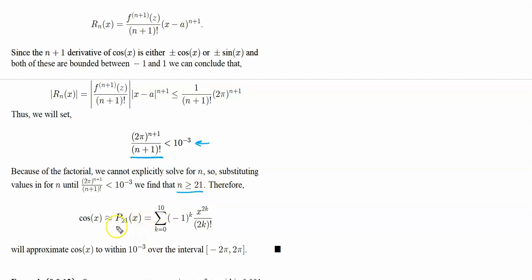So therefore, P21 will approximate the cosine function to within 0.001 for x between negative 2 pi and positive 2 pi. Now in this case, P21 for the cosine function is actually the same as P20. And that's because if you look at P20, that's the sum from k equaling 0 to 10 of this quantity right here.